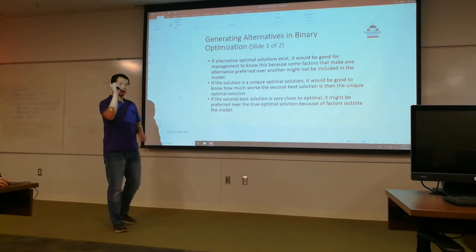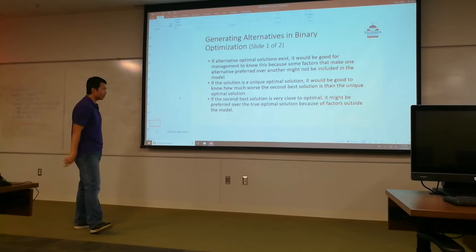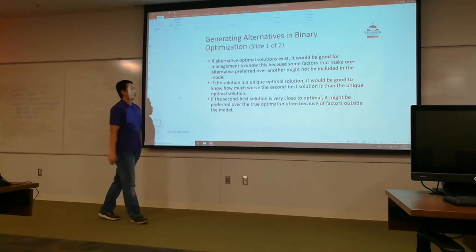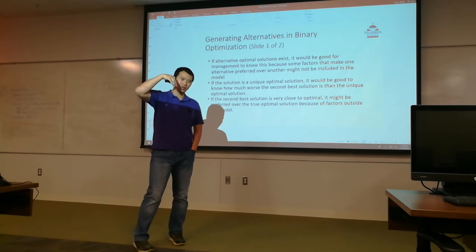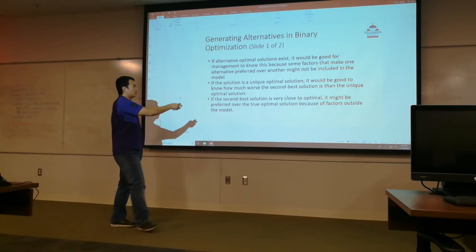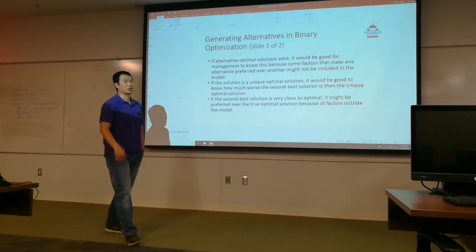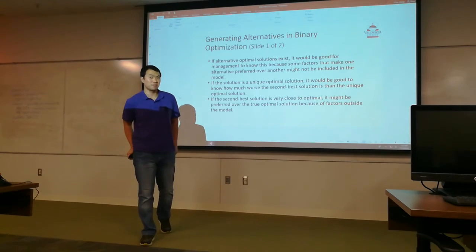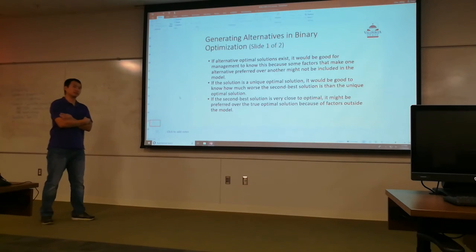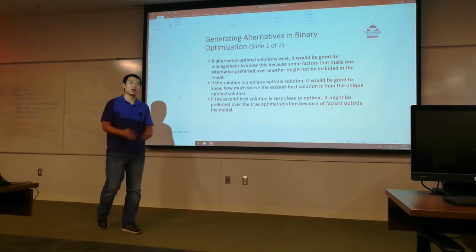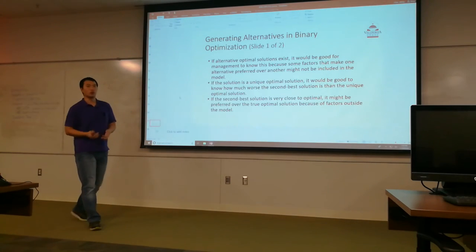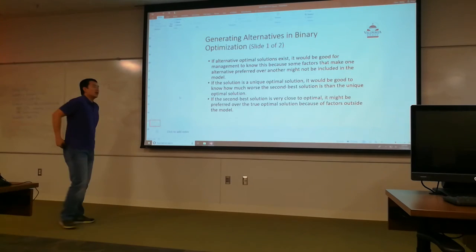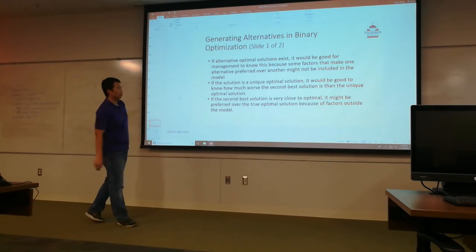So if a solution is unique, let's say you only have a single optimal solution, it's also worth knowing what the second best solution is. You need to look at how much worse the second best solution is than the best solution, because you are not considering all the factors. Sometimes when you look at the second best solution, in real practice, it may be better than the unique optimal solution. After you have the optimal solutions, it's time to look at the real practice. You need to look at other factors. If the second best solution is very close to the optimal, sometimes it's more practical.